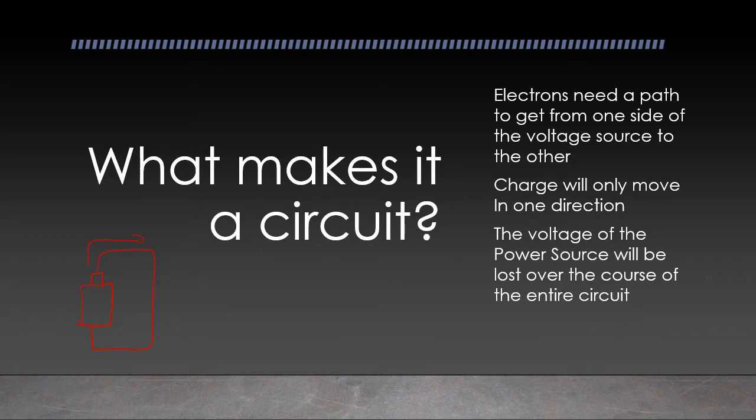The other thing for our circuit is that the voltage of the power source will be lost over the course of the entire circuit. So if this is a 1.5 volt battery, when we start, it means that there's 1.5 volts worth of energy at one end. By the time we get to the other, there's 0. So throughout the course of moving through the circuit, we are going to lose 1.5 volts worth of electric potential energy.